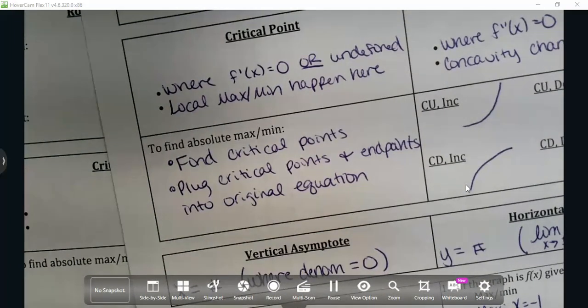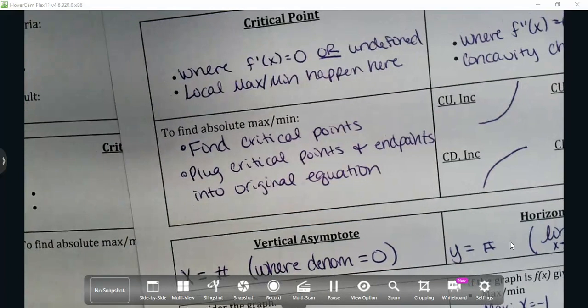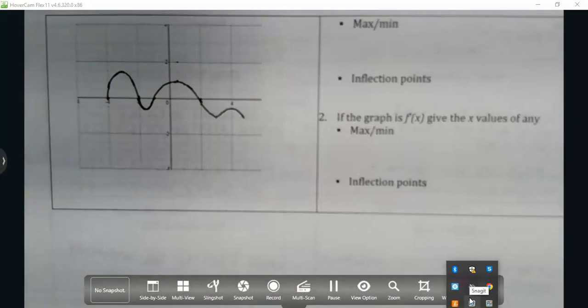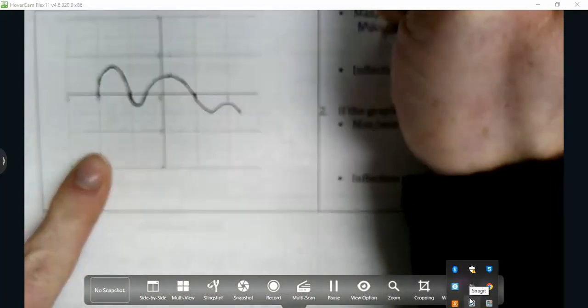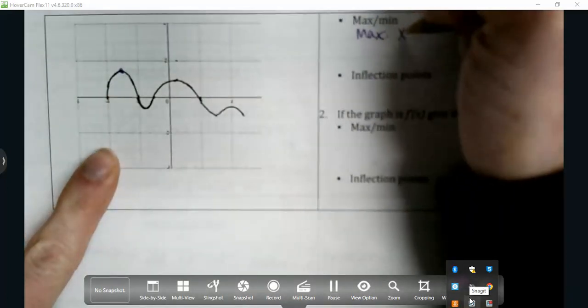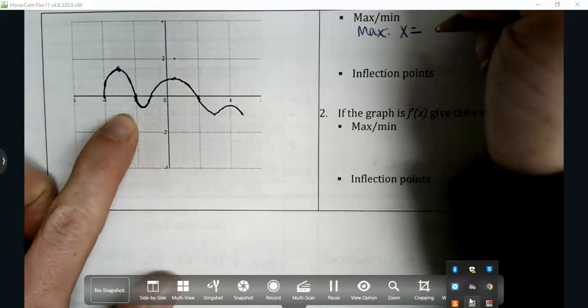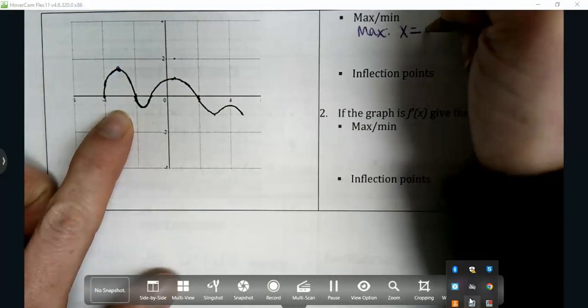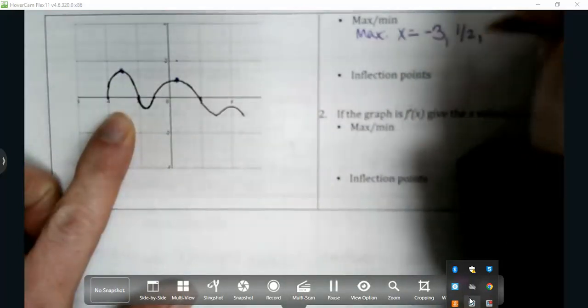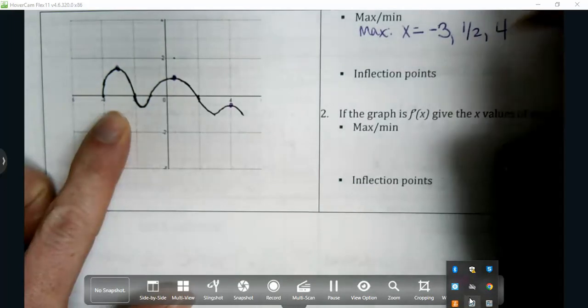I want you guys to try the next one. So same thing. I apologize, part of your directions are on the bottom of that first page. First do it if you're looking at the original function, and then think of it if you were looking at the derivative. So if I'm looking at the original function here, where do we have a max? Come on, you guys have had enough time to look at this. Where's my max? -1, -3, positive 0.5, positive 4. You guys agree? Yep.